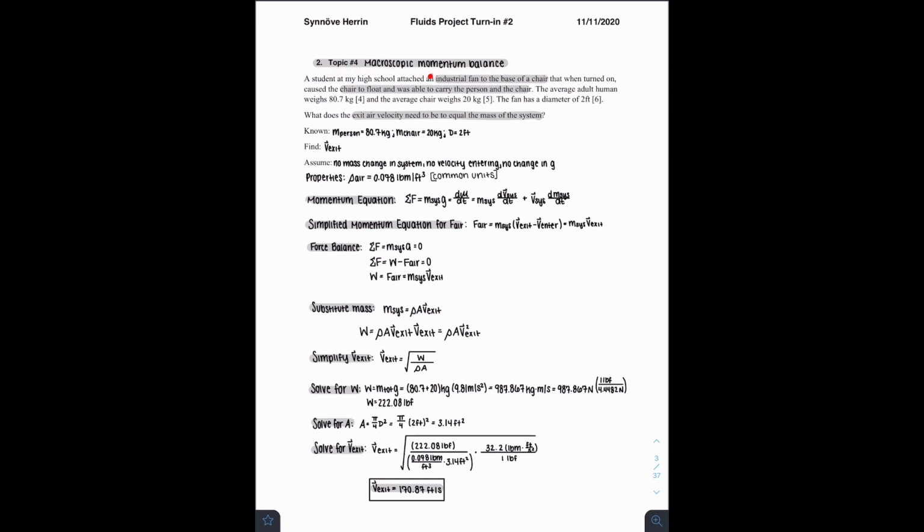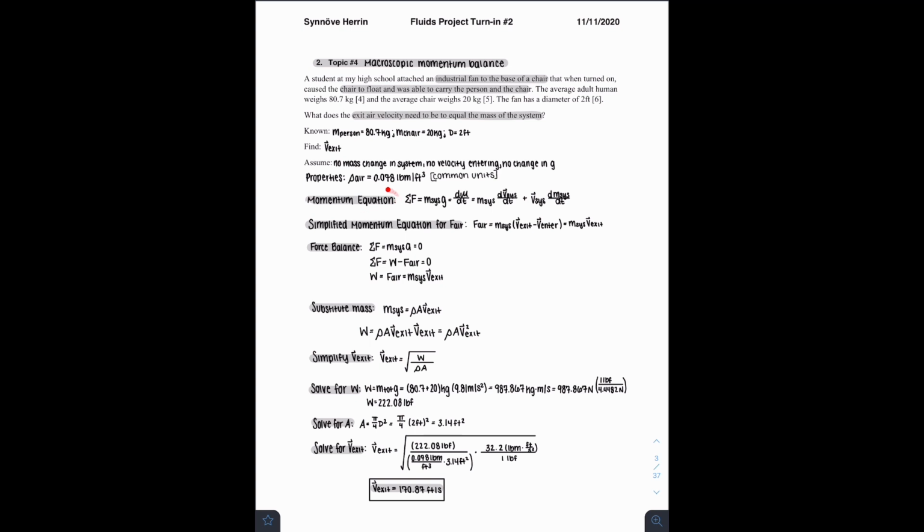So we have an industrial fan connected to a chair, and the kid sits on the chair and floats above the ground. The problem wants us to find the exit air velocity needed to equal the mass of the system. We can assume no mass change in system, no velocity entering, no change in G, and our properties come from the common units handout.